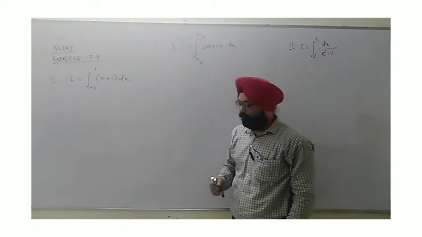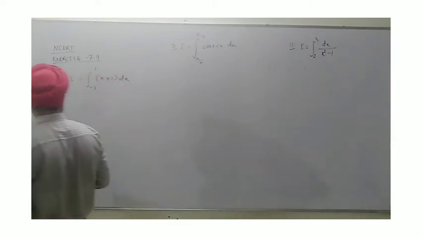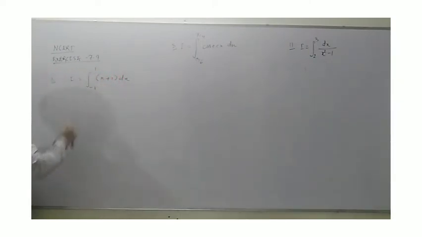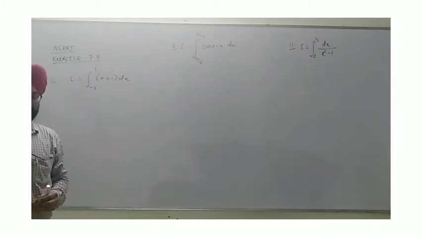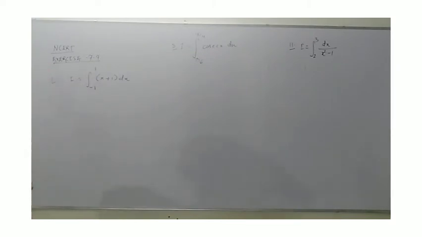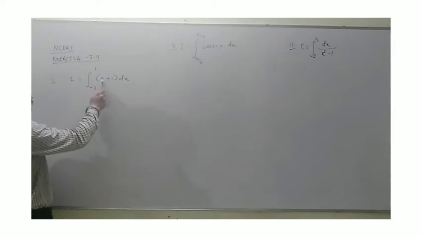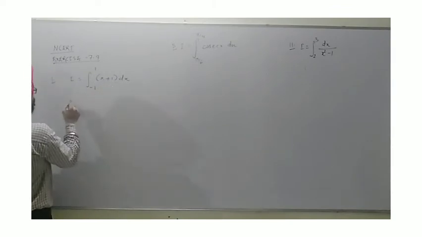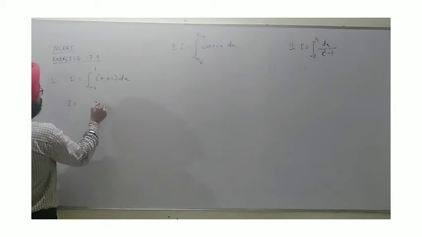The question number 1 we have taken here is the integral from minus 1 to 1, lower limit minus 1, upper limit 1, of x plus 1 dx. As I said in the beginning, whenever a function is given, simply integrate. If it can be done directly, do it directly. So if I integrate the first term, it is x square by 2. The integration of 1 is x.